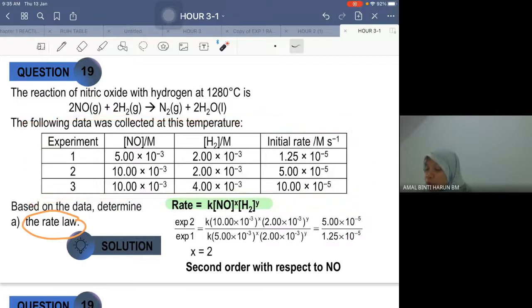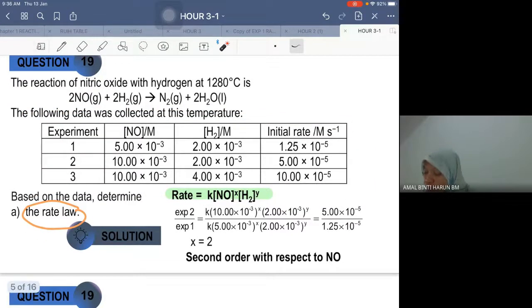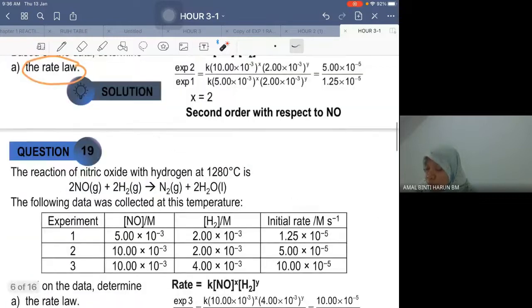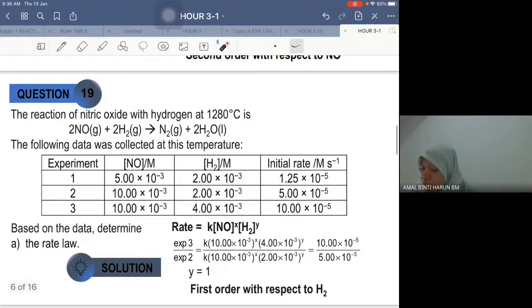So, kita repeat proses yang sama. Okay, untuk eksperimen ni, untuk ni kita cari. Let's say you nak pilih siapa yang sama. Cancel NO ni yang sama, divide lah. 3 divide by 2. So, you boleh cancelkan ni, you dapat order bagi hydrogen. Order bagi hidrogen is first order with respect to hydrogen.